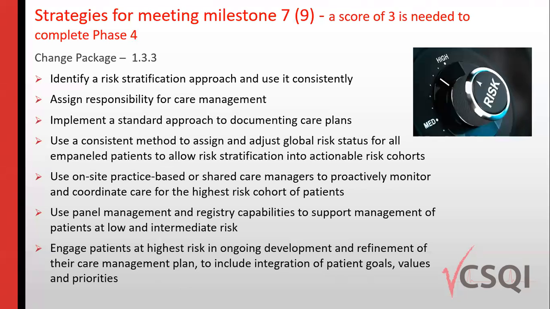Identifying a risk stratification approach and using it consistently. Assigning responsibility for care management. What's meant here is that you're matching the care necessary for the risk level. So for example, if you have a few clinicians in your practice and some have more expertise with a particular high-risk type of patient in your specialty, you might match that patient with that clinician. And a particular protocol, perhaps, that helps to address the risk factors that patient has.